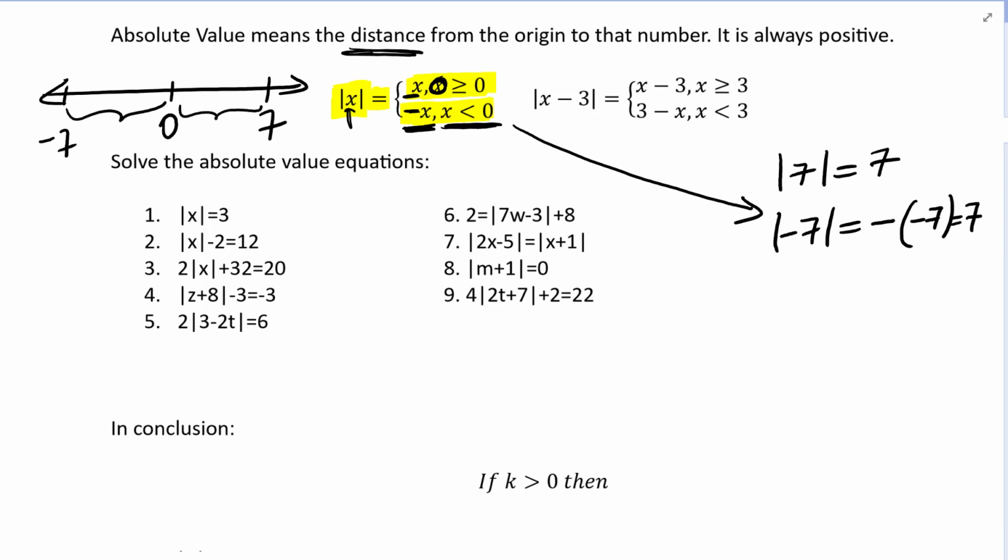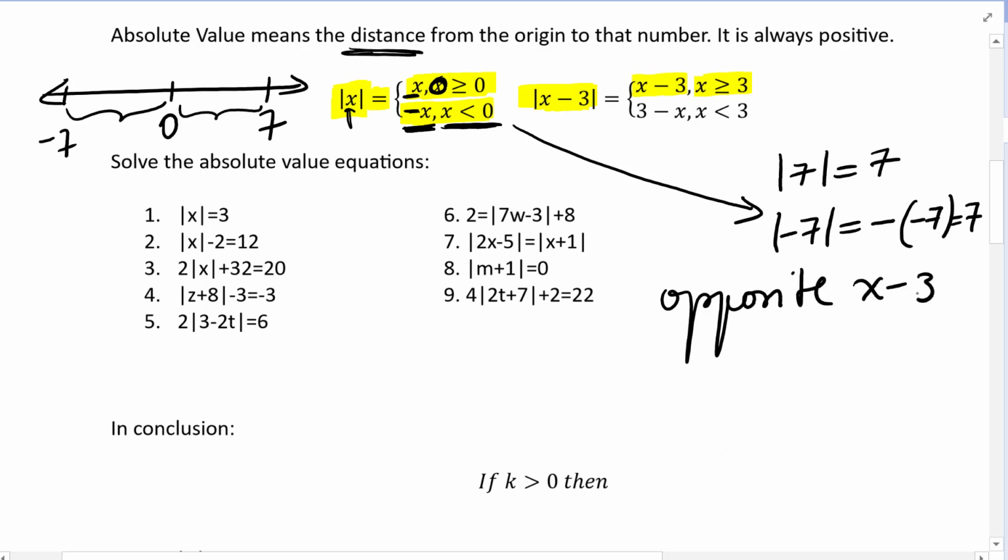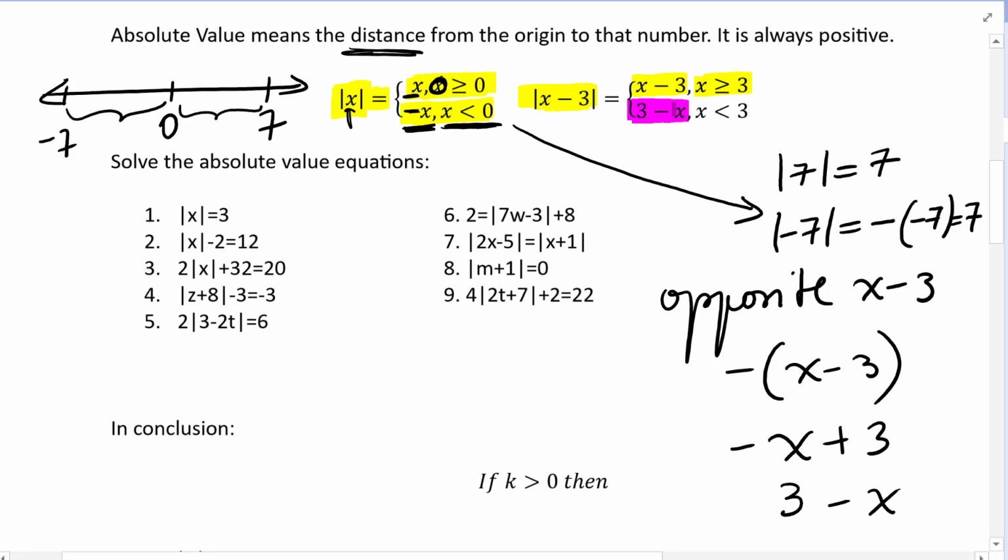The same thing if I have the absolute value of x minus 3. If it's an expression here, not just x, I get x minus 3 if x is greater than or equal to 3, or the opposite of x minus 3, which means negative x plus 3, or 3 minus x, for x less than 3. So this is the definition.